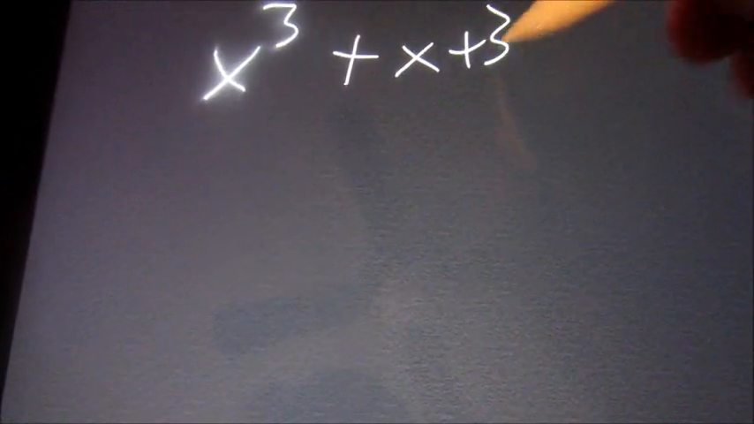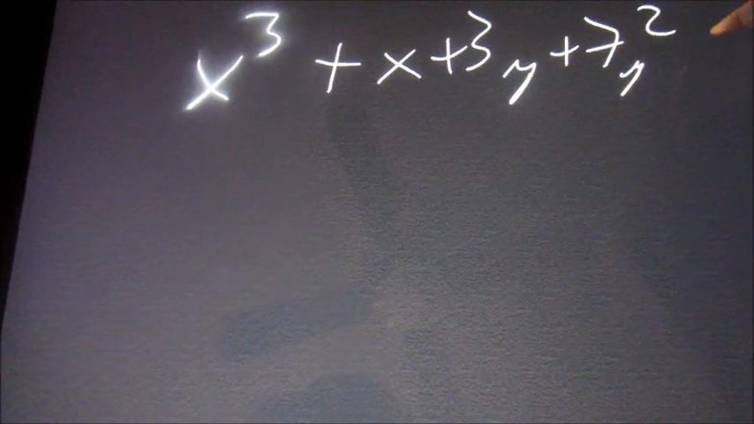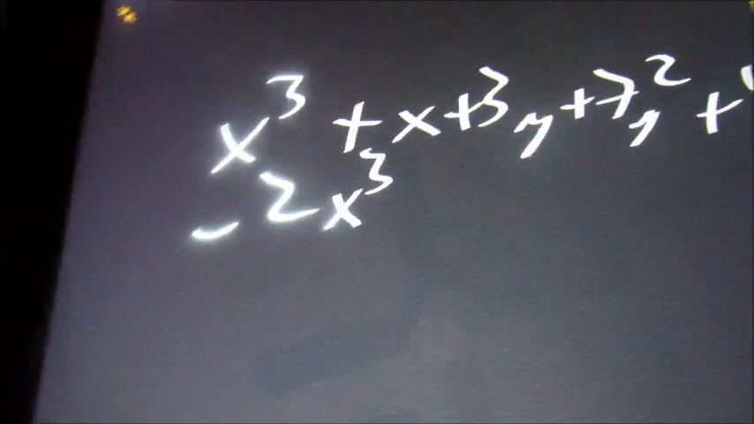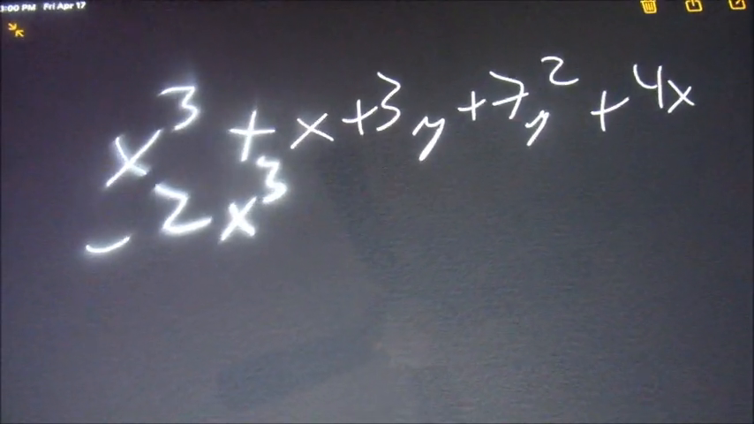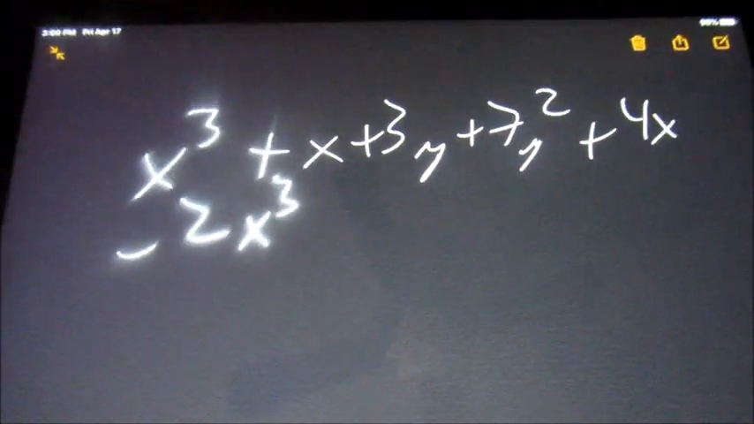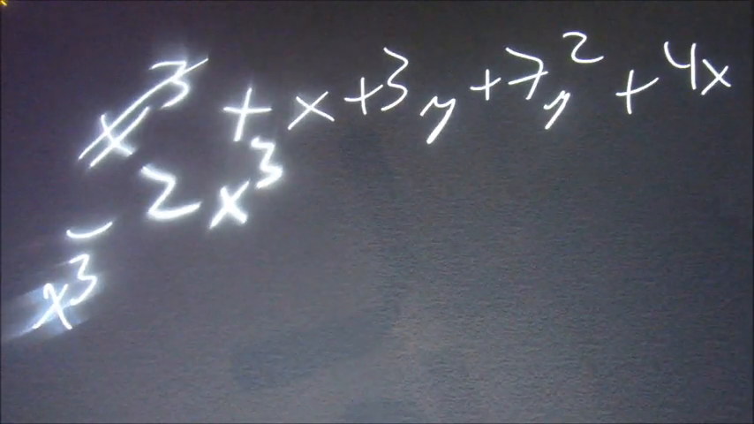Then, let's say we have x to the 3 plus x plus 3y plus 7y squared plus 4x minus 2x to the 3. Okay, so what we have to do is combine like terms. So what I'm going to do first is rearrange this so that like terms are next to each other. I'm going to start with the first one, which is x to the 3. I'm going to cross that out because I know I did that one.